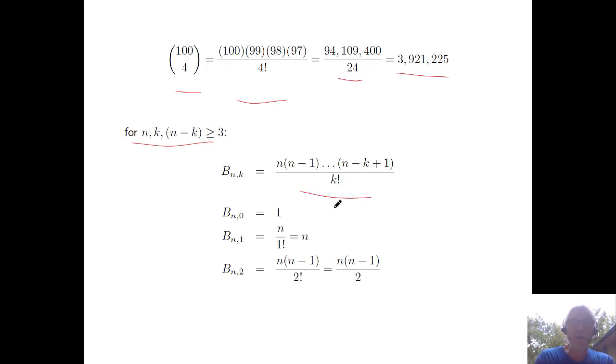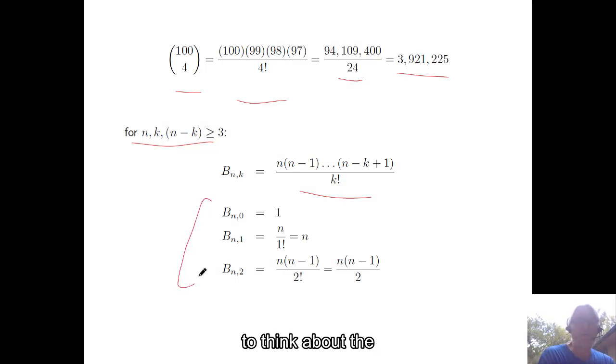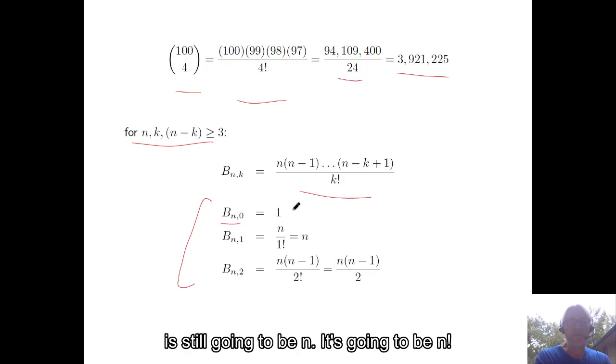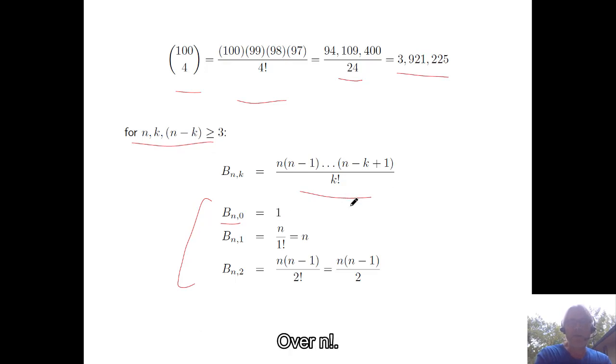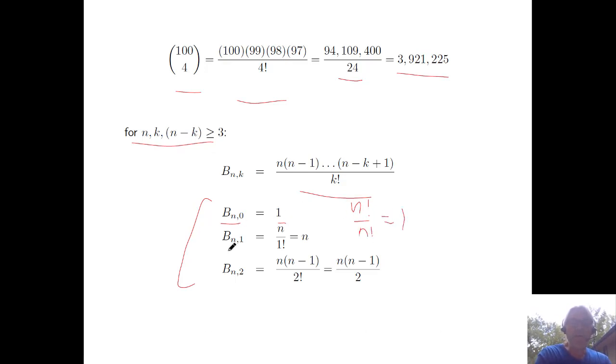There are a few other ones that might be useful to you, just to think about how the specific formula simplifies. If n choose 0, well, k factorial on the bottom is 1, and n minus 0 is still going to be n, so it's going to be n factorial over n factorial. And so that's always 1. So whenever you see anything choose 0, it's going to be 1.